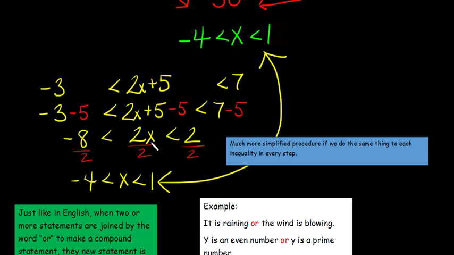Now I need my x by itself, so I'm going to divide by 2 on every side. Whatever you do in the middle, you've got to do to both sides to keep it the same. So I'm left with -4 is less than x, which is less than 1. I'm trying to show you that all of this equals the same thing.